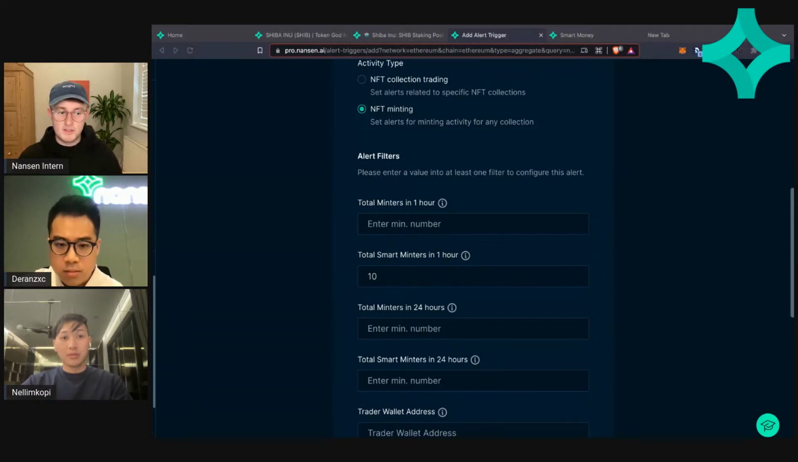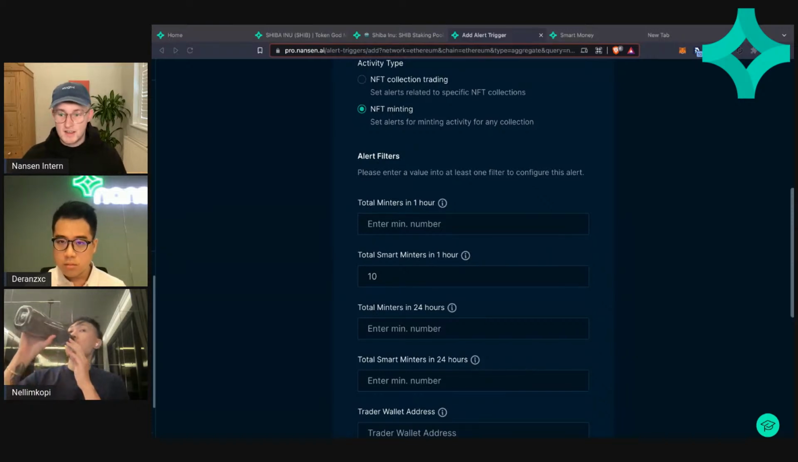Rather than just one NFT, because one smart minter might just be going off rogue, or they just like the look of it or something like that. So having multiples also makes your Discord, or whatever you're using, less noisy, but it's also a much more powerful signal to understand whether this is an NFT that's worth minting.